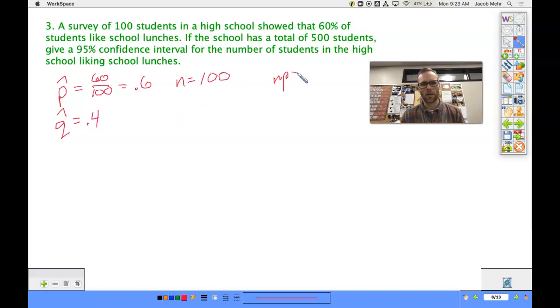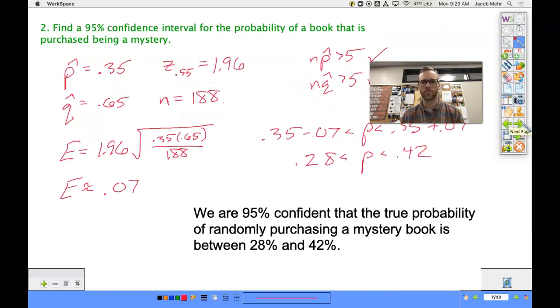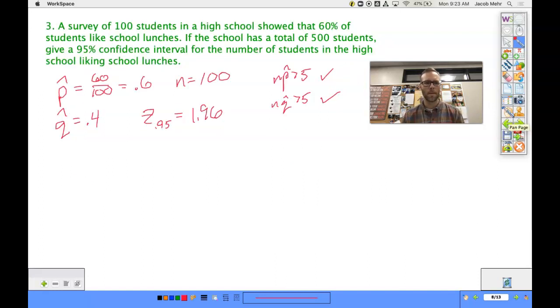Is n times p hat greater than 5? If 60% of 100, is that more than 5? Yep. Is n times q hat greater than 5? If 60% like school lunches, do over 5 of them not like? Yeah, that'd be 40 of them don't like it, so that's good. We're doing a 95% confidence interval. What's our z-score for a 95% confidence interval? 1.96, the same one we did in the last one. All right, looks good.